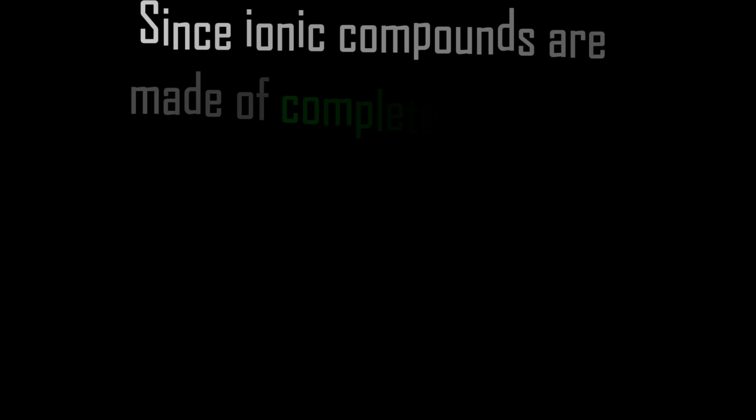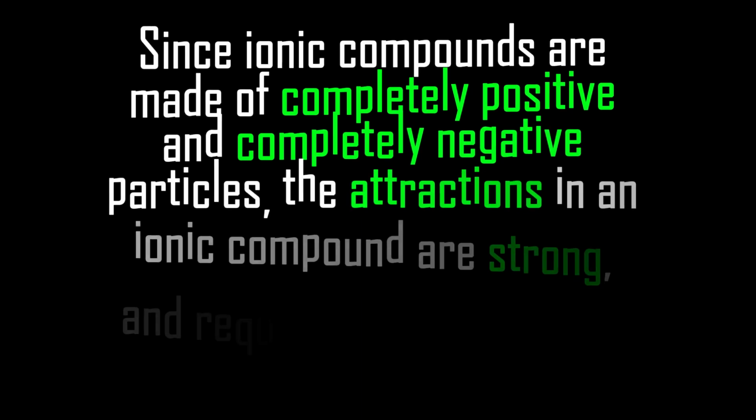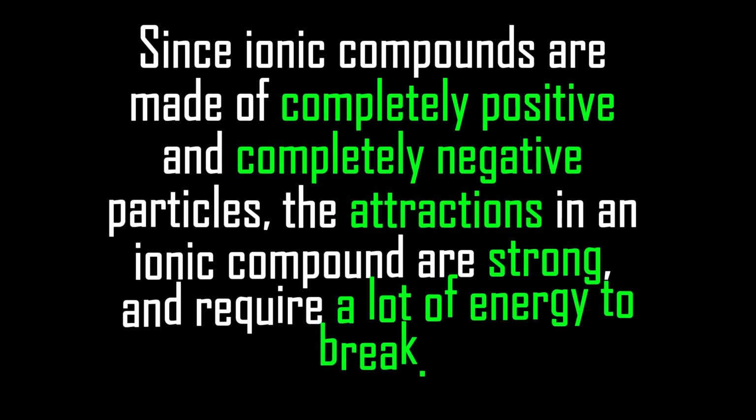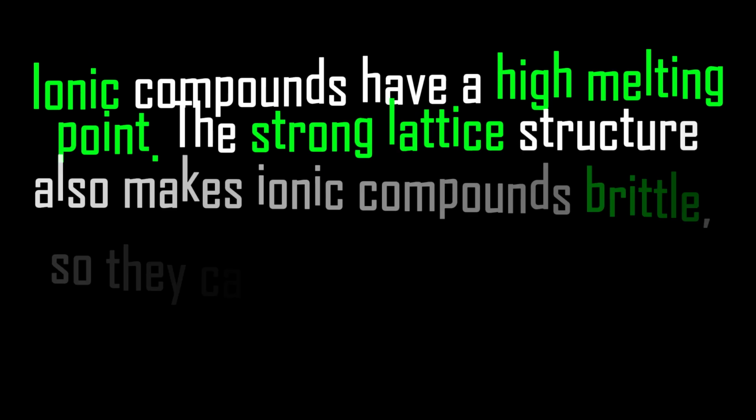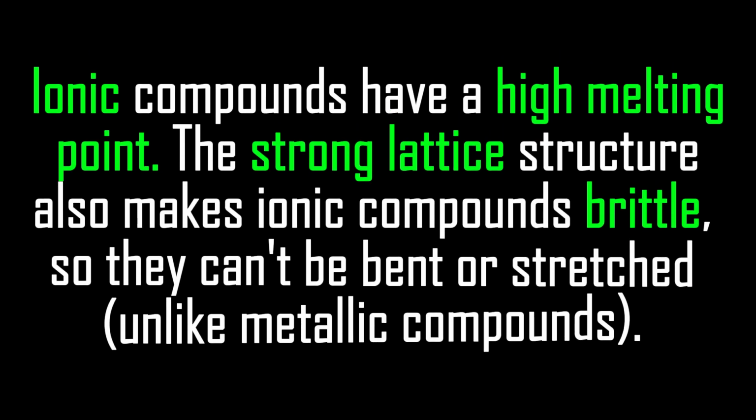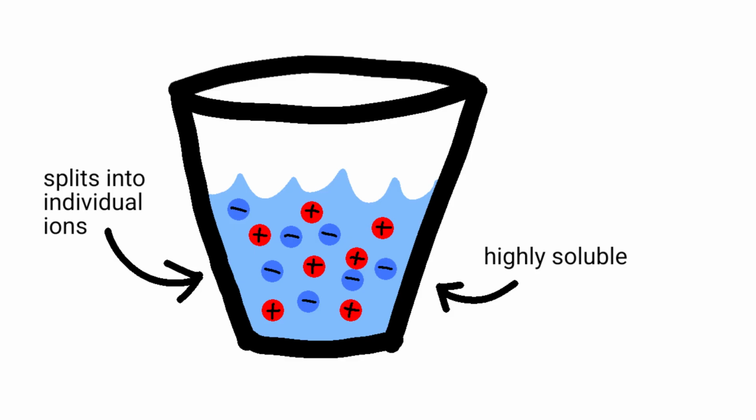Because ions have a completely positive and a completely negative charge, the attractions between them are strong, and the ionic bonds in a lattice structure require a lot of energy to break. Because of this, ionic compounds have a high melting point. And also, because a lattice structure is so strongly held together, ionic compounds are brittle, meaning they can't be bent or stretched like metals can. In addition, ionic compounds are highly soluble in water, where they split into their separate positive and negative ions.